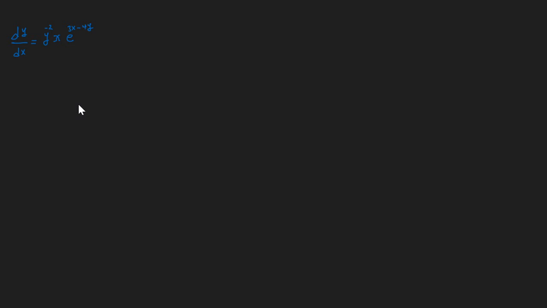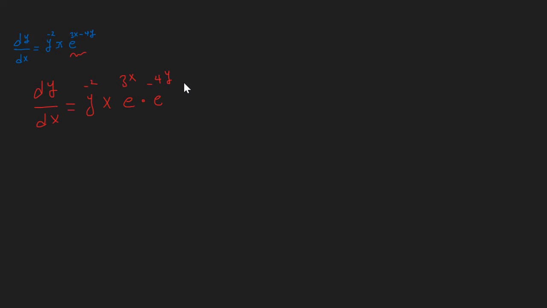Okay, so here's the second example, and what we need to do here is separate the variables and then solve. So let's rewrite this first as dy over dx equals y minus 2x, and I'm going to separate this as e to 3x multiplied by e to minus 4y.